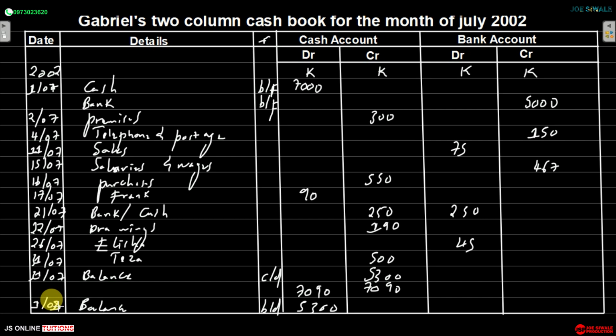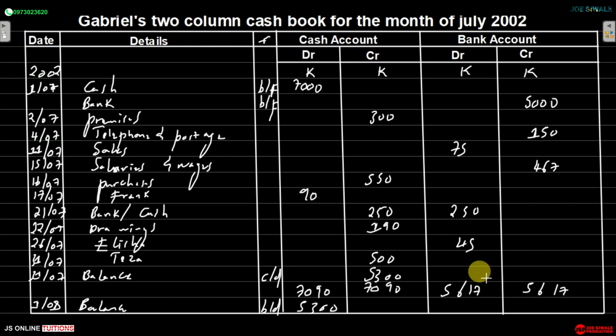Then on the credit side, I have 5,000 plus 150 plus 467. The answer that I'm getting is 5,617. So we can see that 5,617 is larger than 370. So we're going to record our 5,617 as our total. So say 5,617 on the debit side and 5,617 on the credit side.